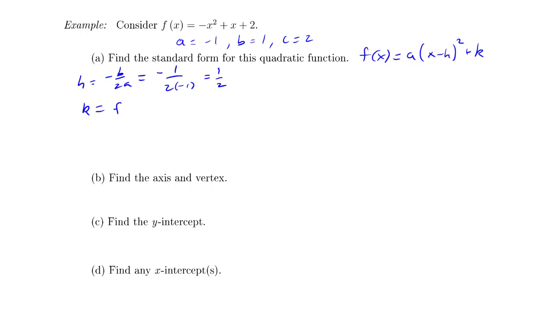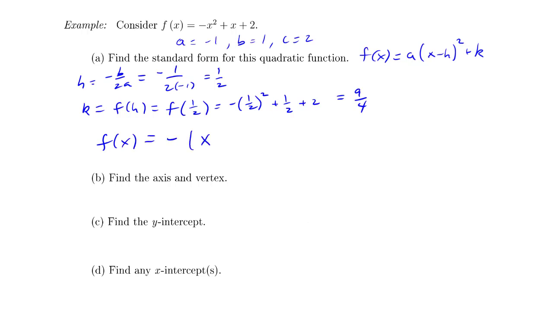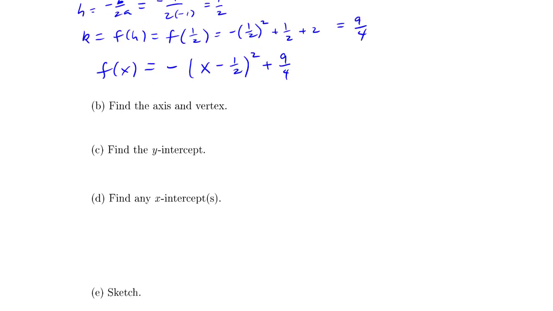k is then f of h, or f of 1/2. So I would plug that in: -1/2 squared plus 1/2 plus 2. Work that out, you're going to get 9/4. So we know that f of x is a, which is -1, times x minus 1/2 squared, because the h was 1/2, plus 9/4. Good.